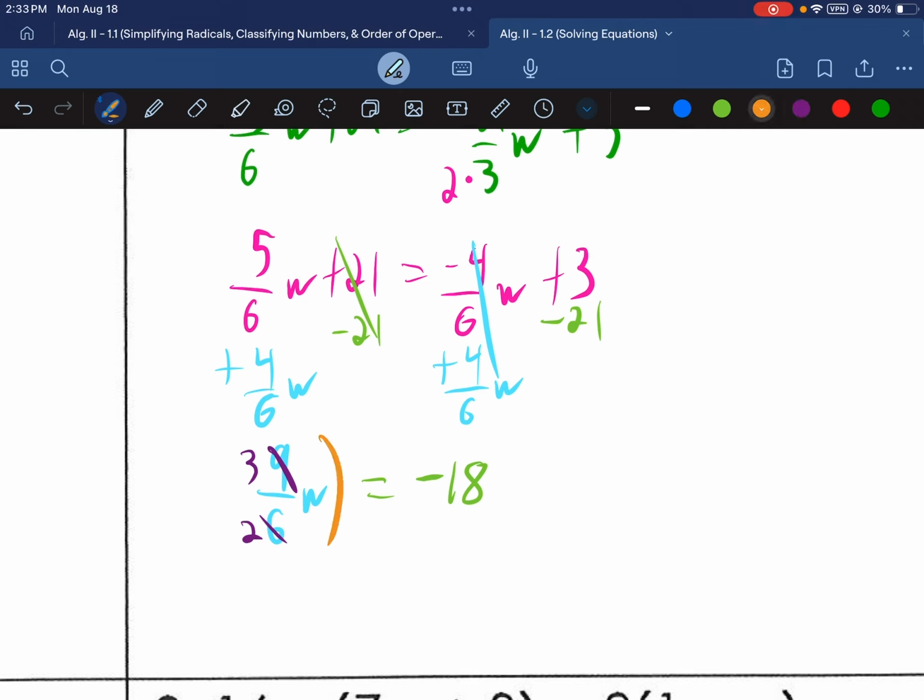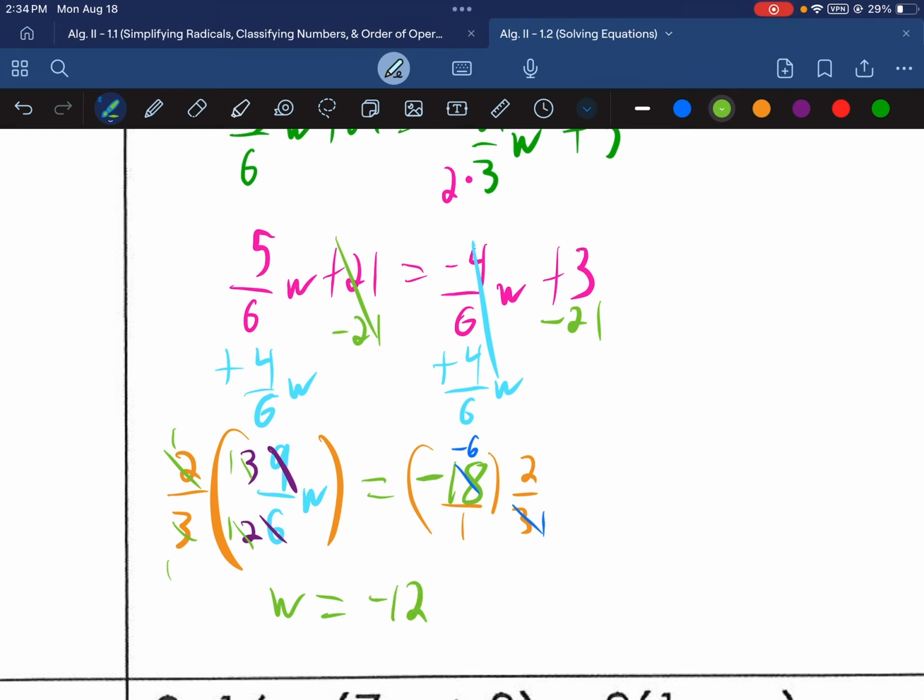Now that that is reduced, I'm going to go ahead and multiply by the reciprocal to get w by itself. So I'll multiply by 2/3. So 2 and 2 reduce, 3 and 3 reduce, and I get w, which was the goal. On the right-hand side, 3 and 18 reduce to negative 6 and 1. Multiplying straight across gets us negative 12.